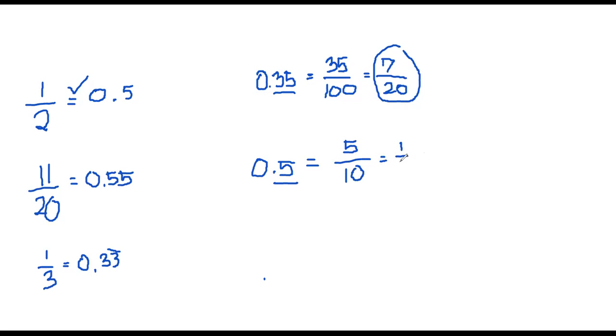1/2, okay? Kasi parehas, pwede natin silang i-divide parehas sa 5. So, 5 divided by 5, that is 1. Then, 10 divided by 5, that is 2. Okay. Kung anong dinivide natin sa taas, i-divide natin sa baba.